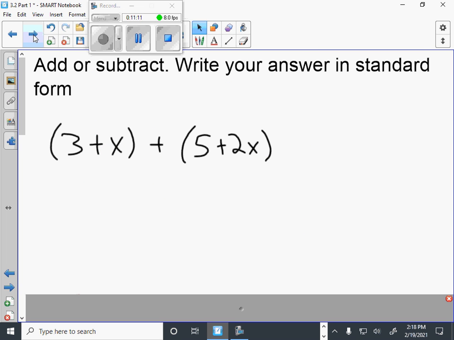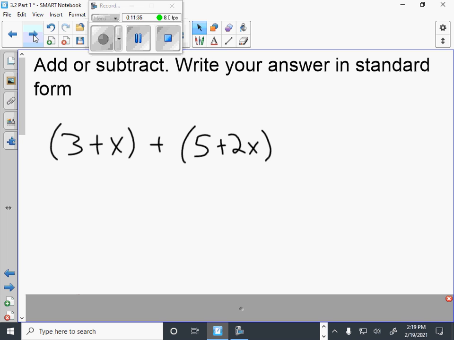Next, we're going to add or subtract and write our answer in standard form. Okay, add or subtract. This is just like PEMDAS. Parentheses, then exponents, then multiply, divide, add, subtract. Okay, parentheses, start there. Can we do anything inside the parentheses? 3 plus x, 5 plus 2x? No, they're not like terms. Can't do anything in there.